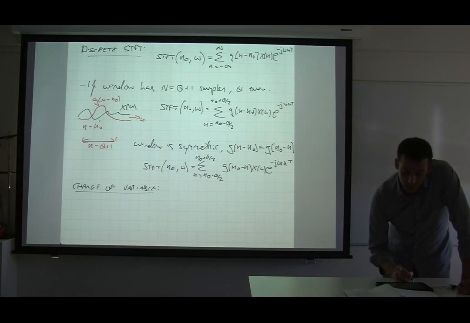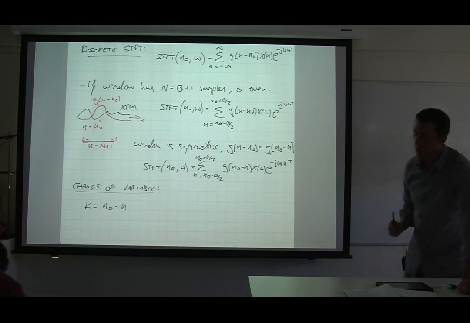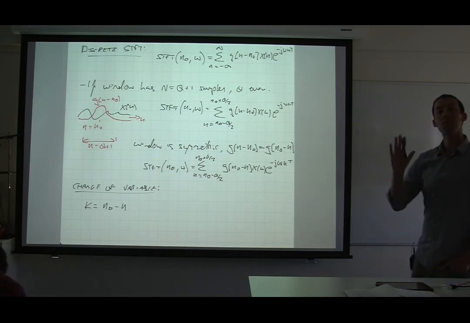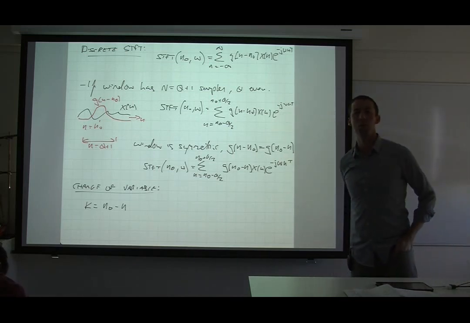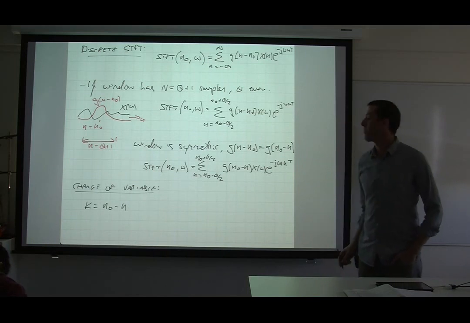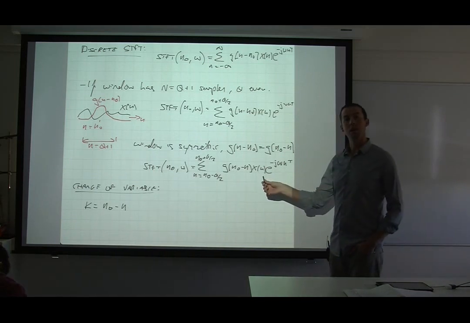So here what we will do is we will say that k equals n0 minus n. Now the reason I'm doing this, just to give you some foresight about where I'm trying to get to, this is starting to look like a filter.